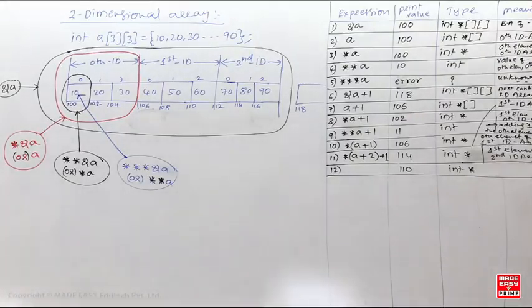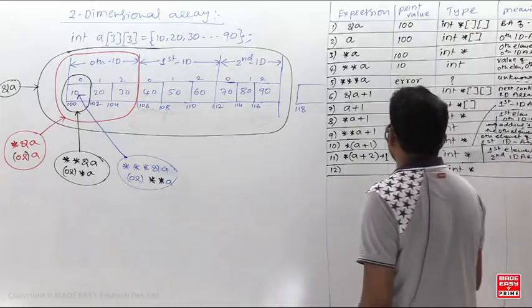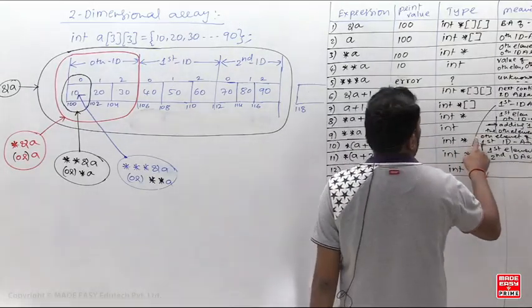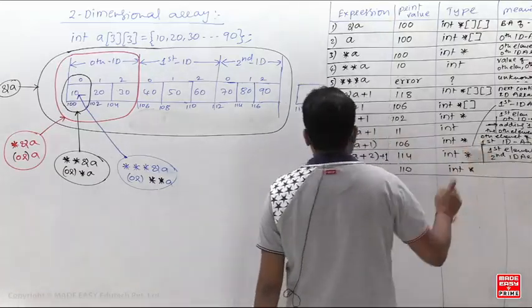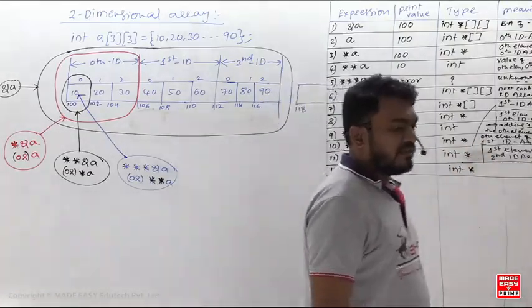What is the meaning written for the 10th one? Number 10: base, the 0th element of the first 1D array. Okay, number 12, tell me.